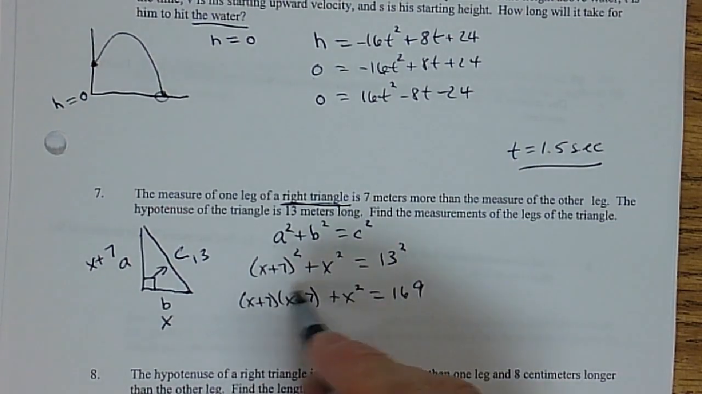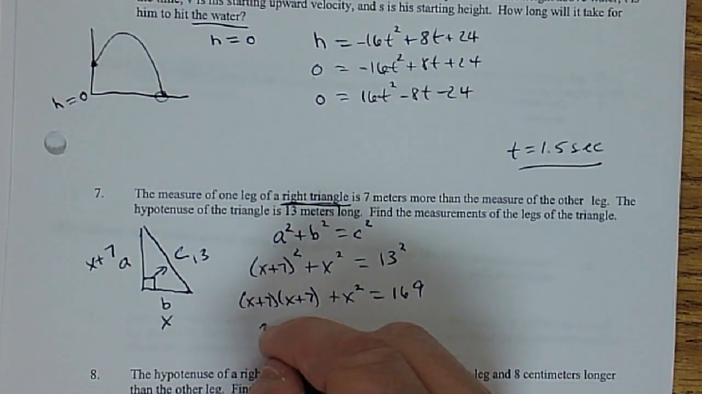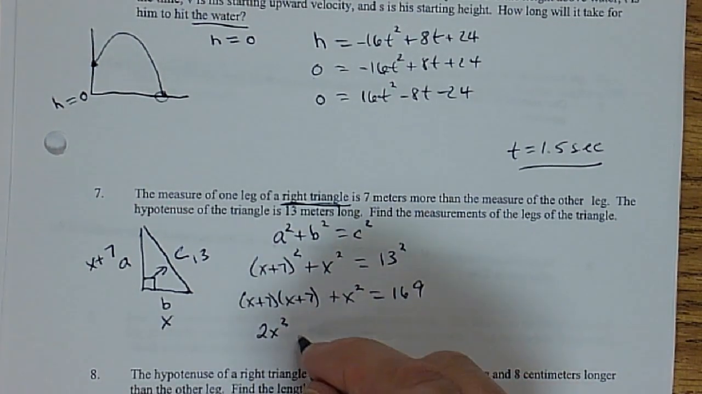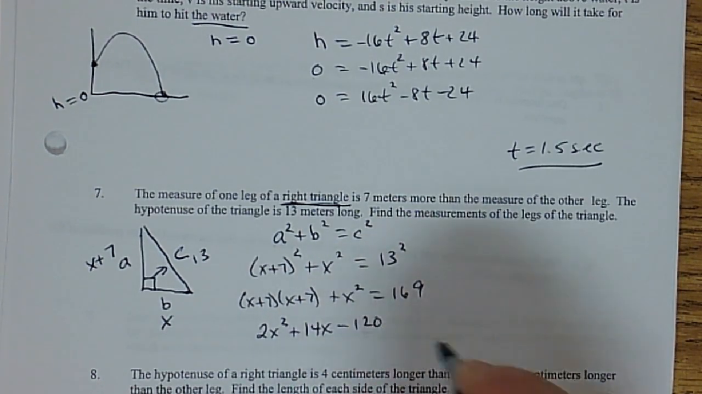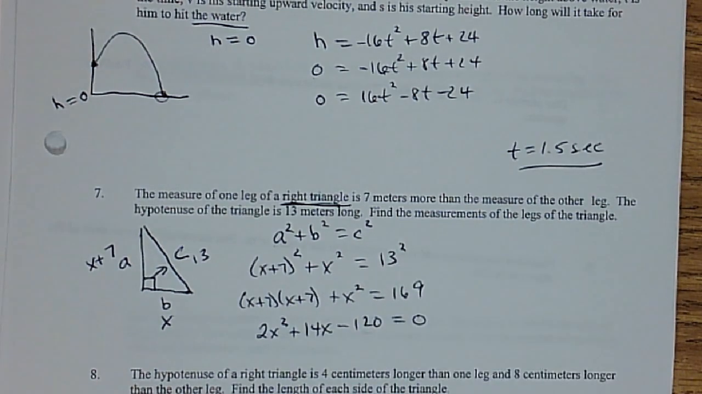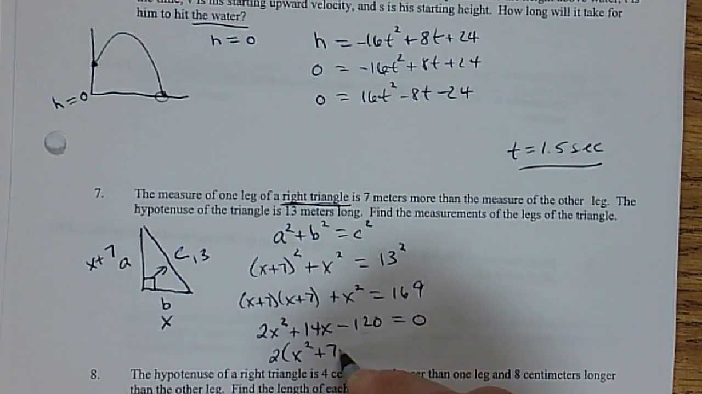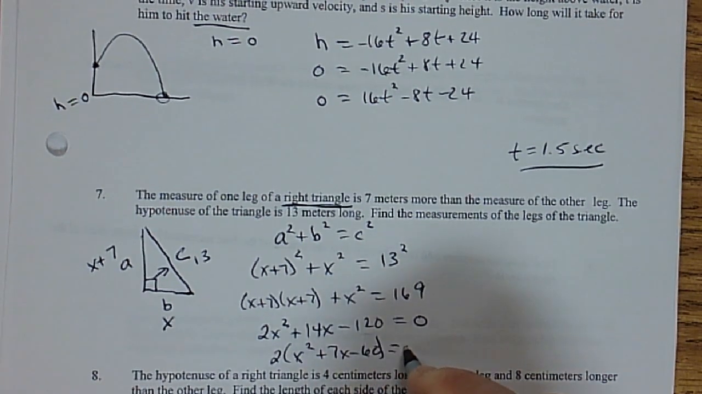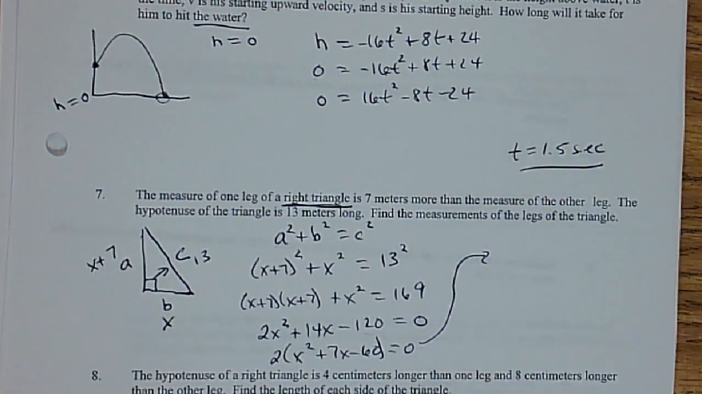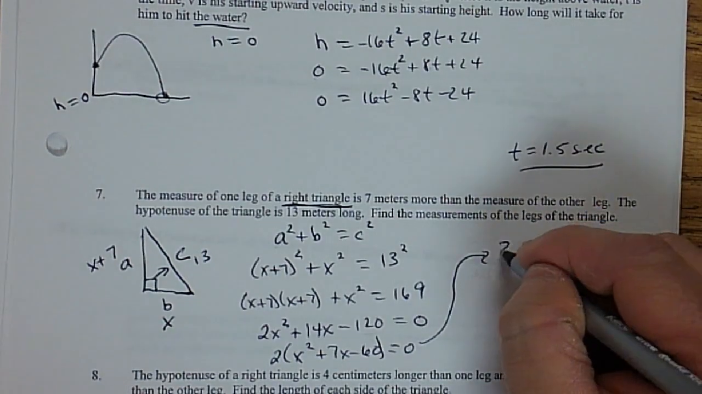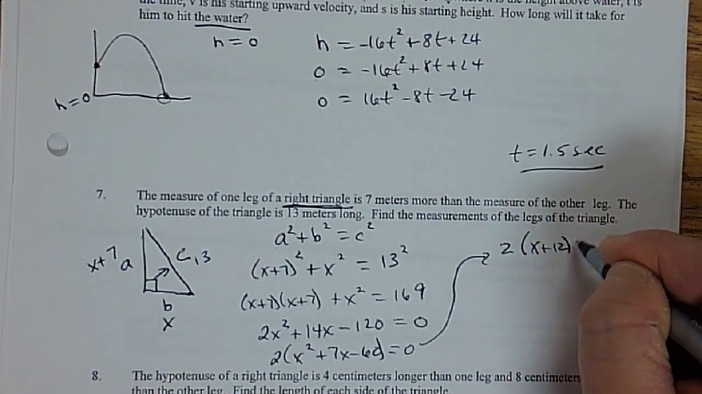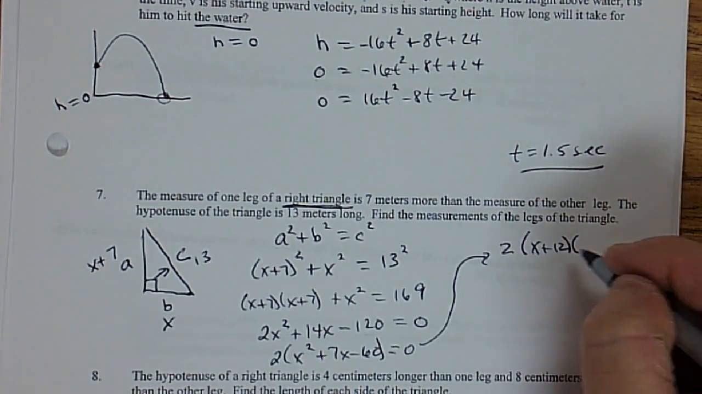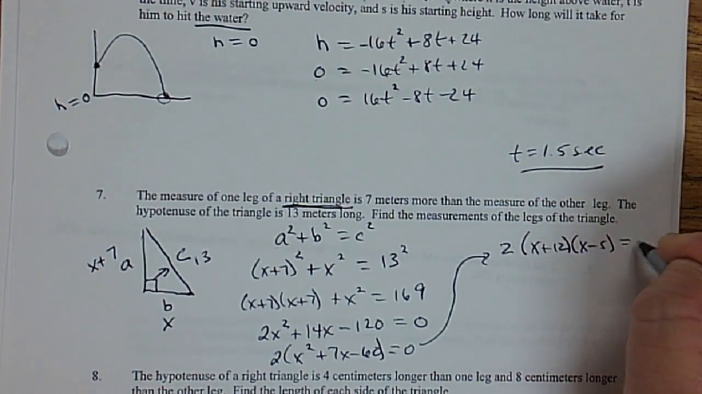So I'm going to FOIL this, bring this over. In the end, you should get 2x squared plus 14x minus 120 equals 0. Pull out the GCF of 2. Always look for that GCF first. Equals 0. Let's just bring it up here. So I've got 2, FOIL that, which is going to be x plus 12, factor, x plus 12, x minus 5 equals 0.